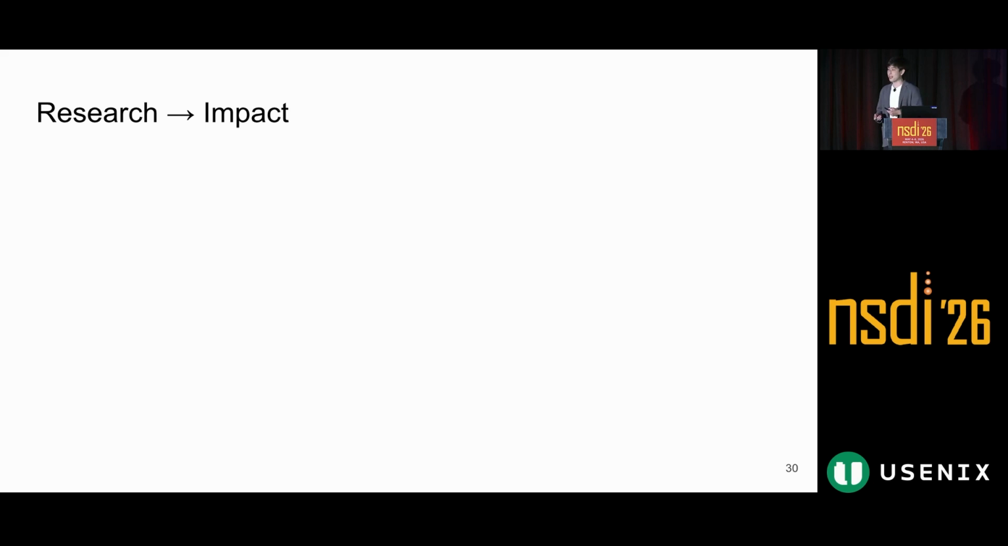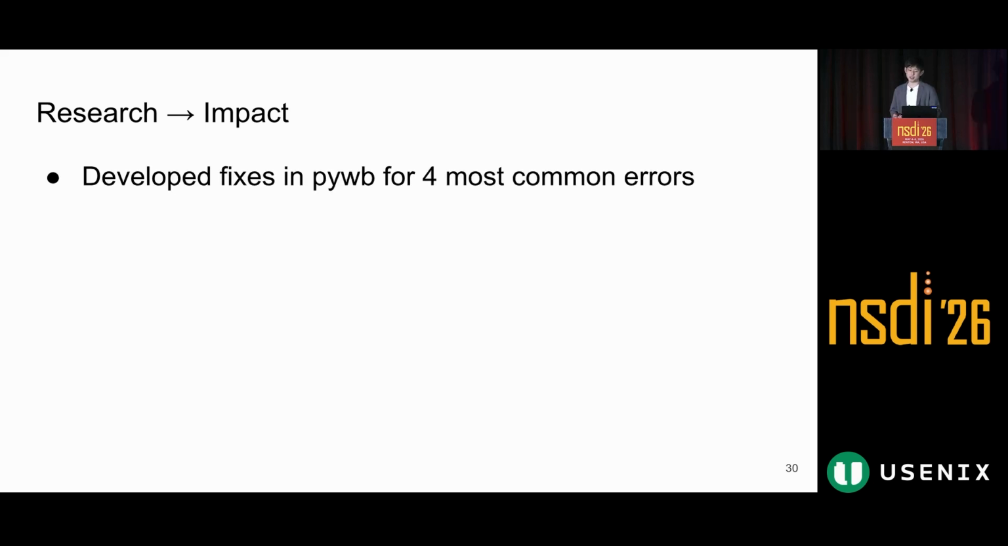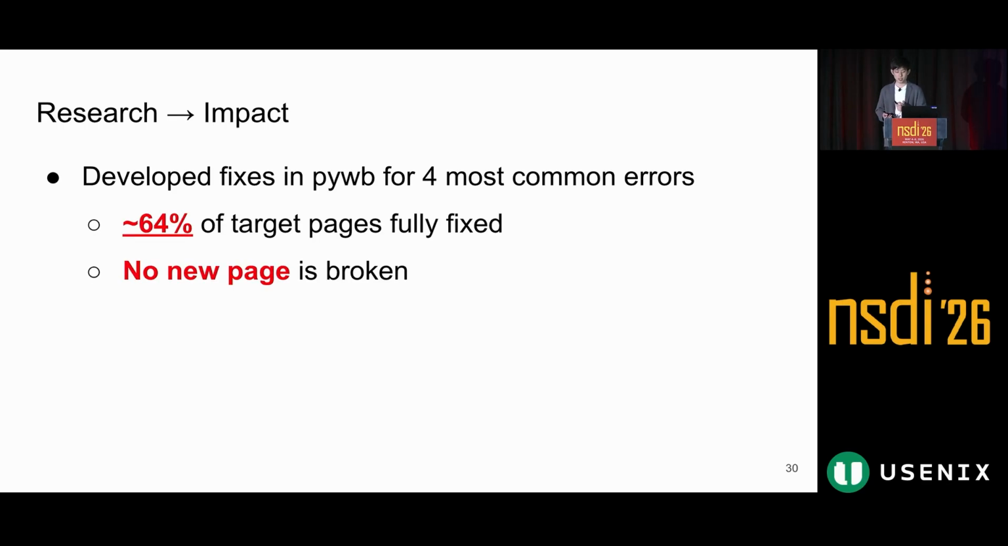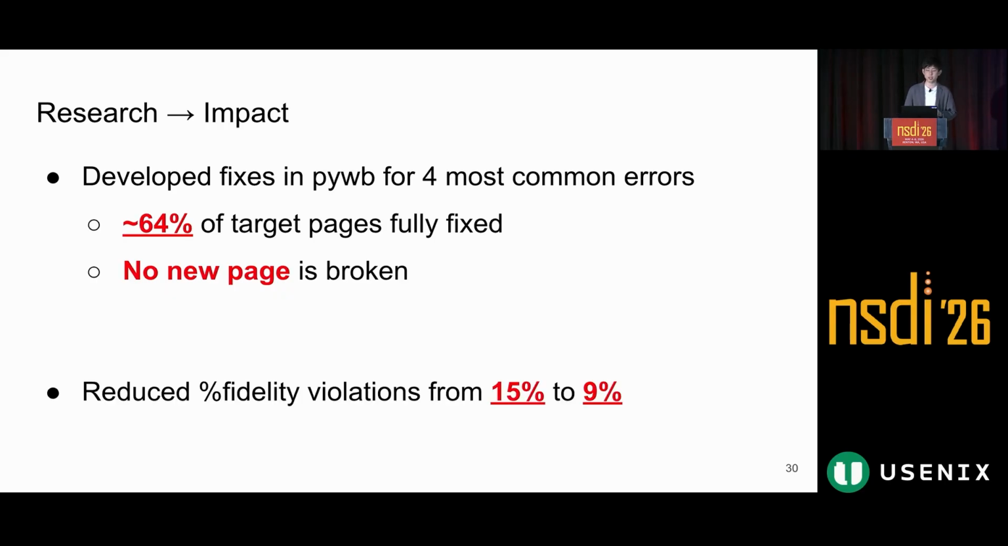To leverage that observation, we provide fixes on PyWB, which is one of the most popular open source archival systems, for the top 4 errors we see. And we're able to fully fix around 64% of target pages in these 4 bins. And thanks to FidEx, a more accurate way of detection, we're able to say that we're not breaking any new pages with these fixes. As a result, we're able to reduce the overall fraction of fidelity violations from 50% to 9% for PyWB.